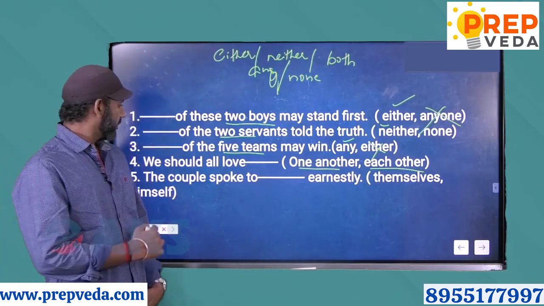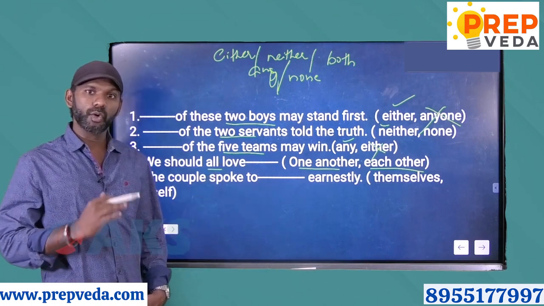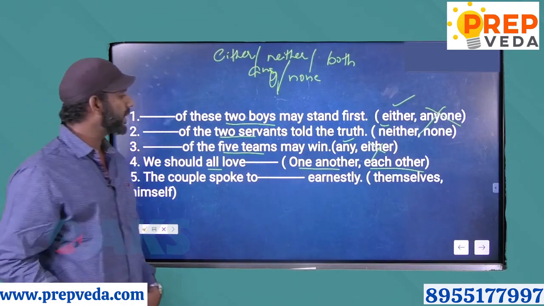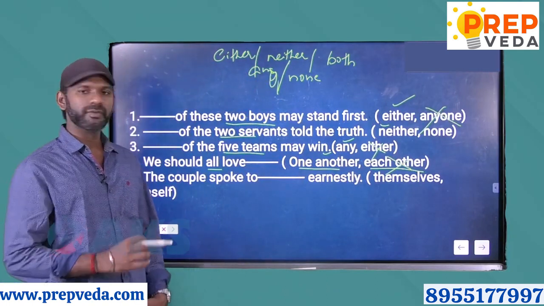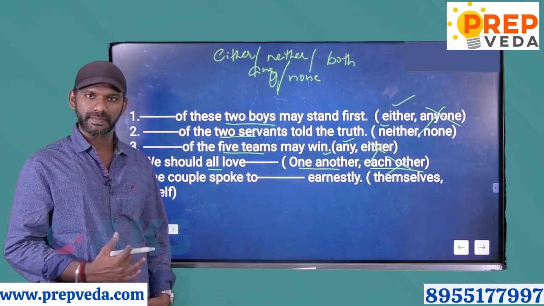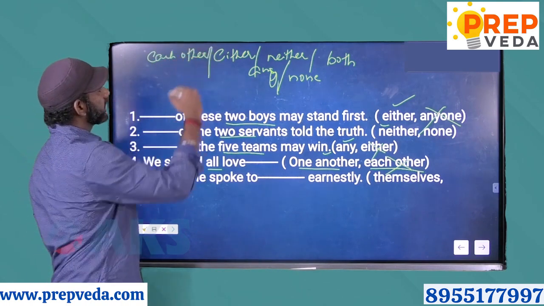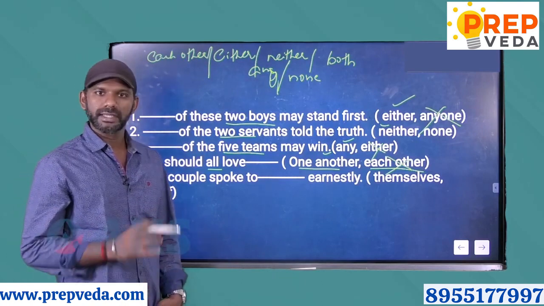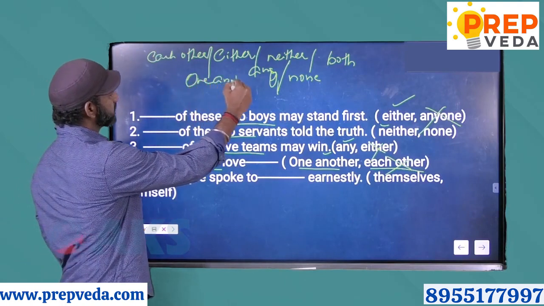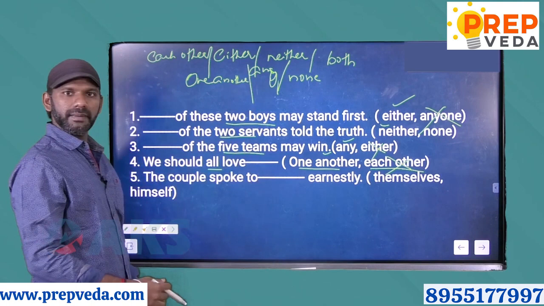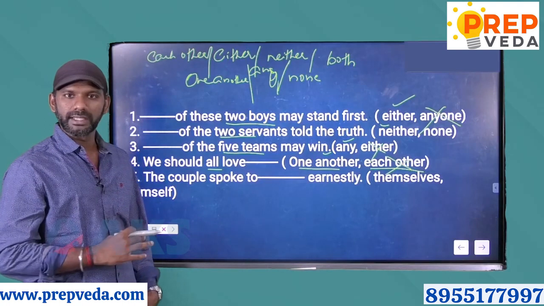Come to the statement now. We should all love dash. All, in the sense, means there are more than two entities. As there are more than two entities, we cannot go for each other, it must be one another. We should all love one another because we have more than two entities here. So, each other, either, neither, and both can be used only in the case of two entities, whereas one another, any and none can be used only when there are more than two entities. Right. So we should all love one another.